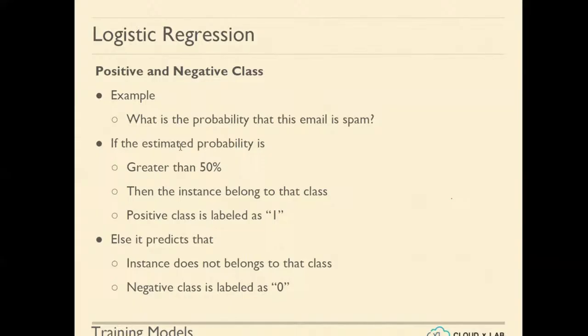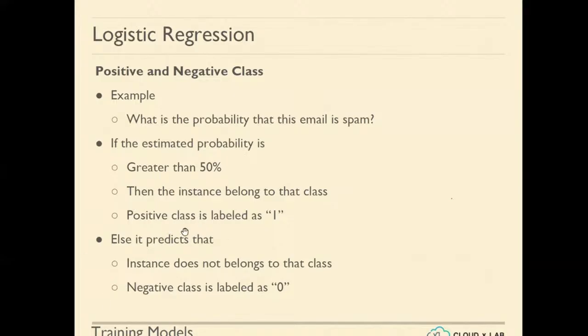For an example, you can take any binary classification problem. For example, whether a given email is spam or not spam. Spam versus not spam is a binary classification problem. If a given email belongs to the spam category, then the probability will be more than 50%. If the probability is less than 50%, then it is not a spam mail.